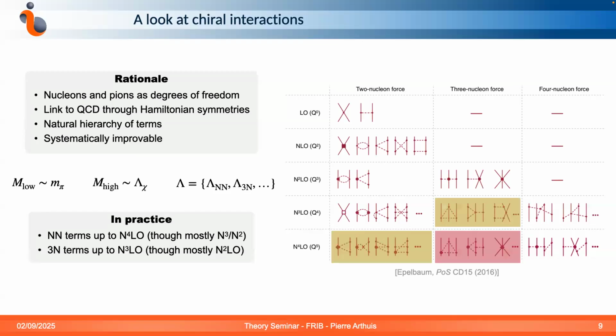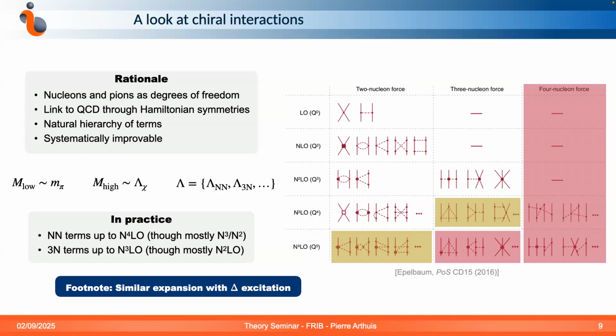The 3N terms have been derived up to N3LO, though most interactions stop at the N2LO level, and nobody that I'm aware of is using four-body forces. So that's what we work with in practice.